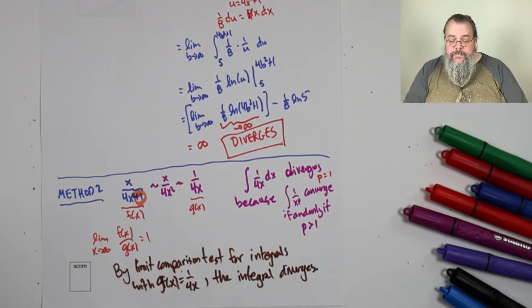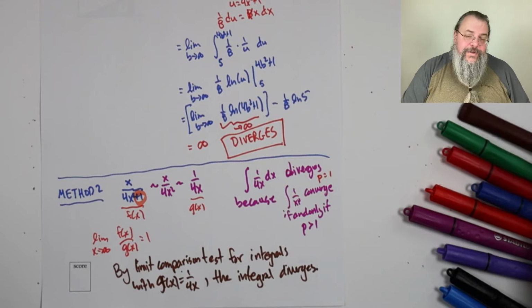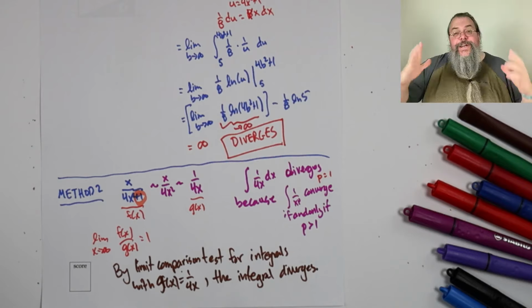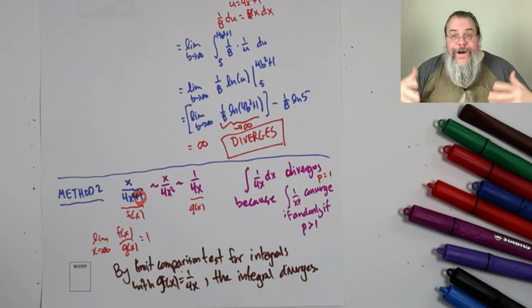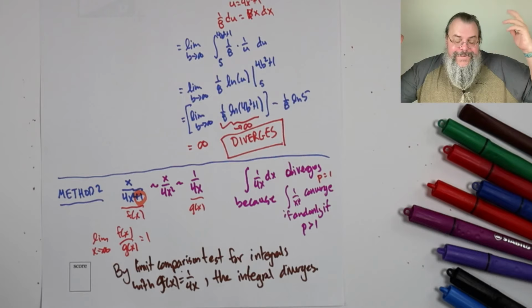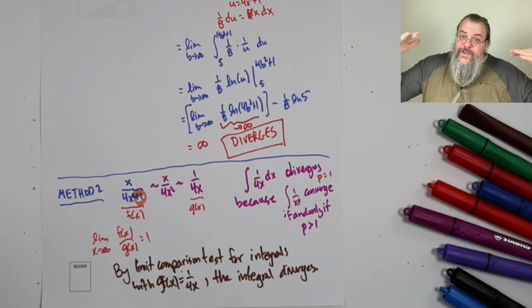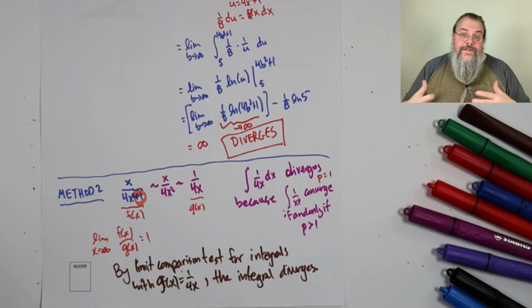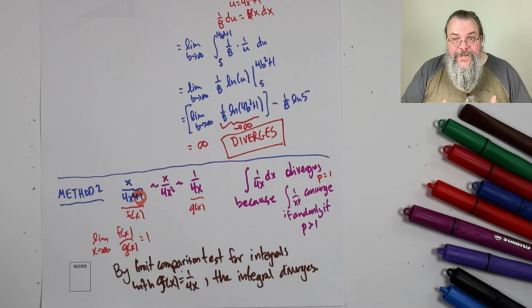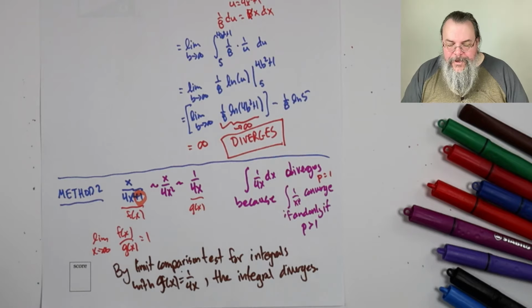So oftentimes you can know before you even start whether something is convergent or divergent. It all comes down to how quickly do you grow. I keep saying the word grow, but how quickly do you go to 0? If you go to 0 very slowly, diverge. If you go to 0 quickly, converge. So it comes down to your growth. How quickly do you grow?